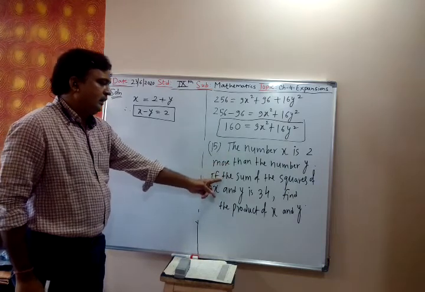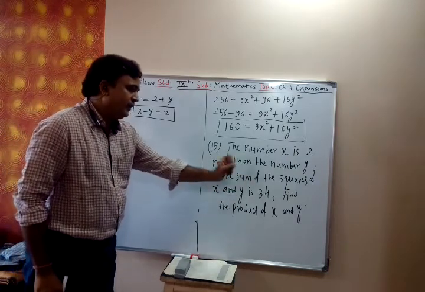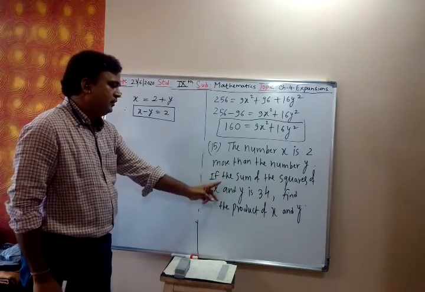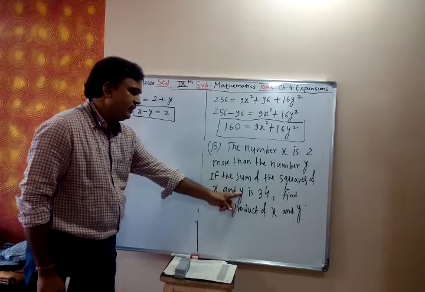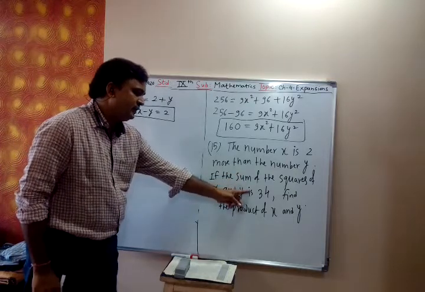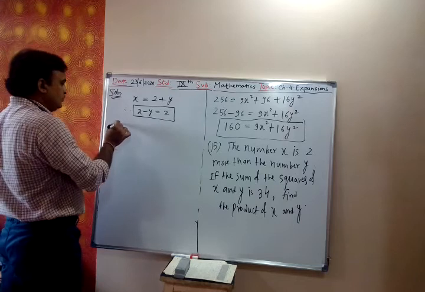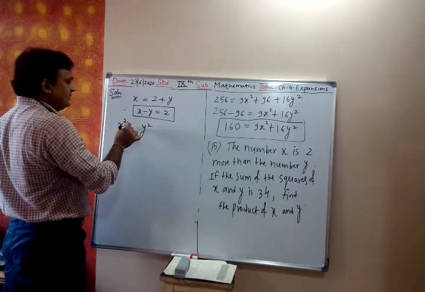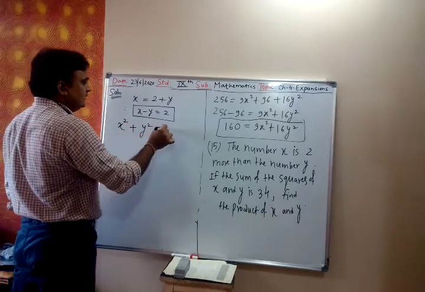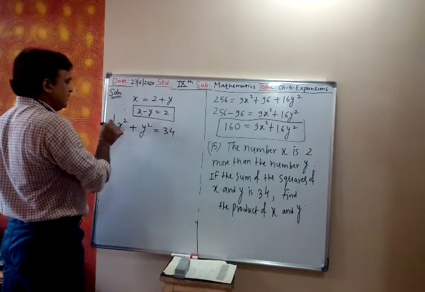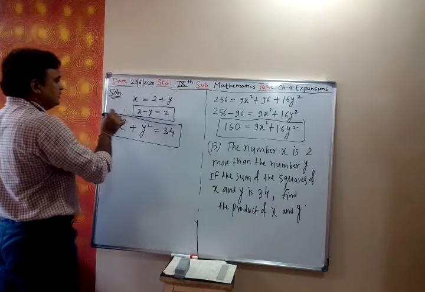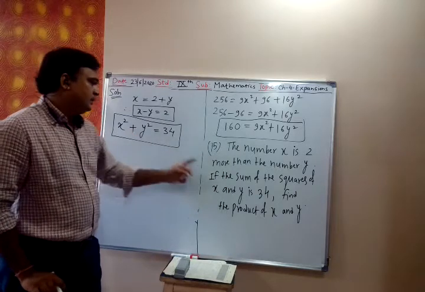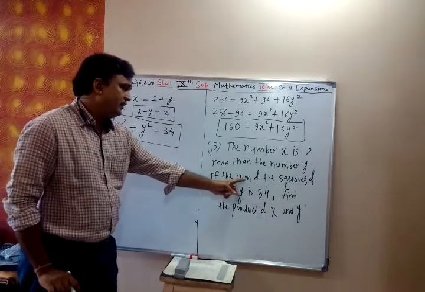Second, the sum of the squares of x and y, meaning square of x and square of y, their sum is 34. So x square plus y square is 34. This is given. Sum means plus.